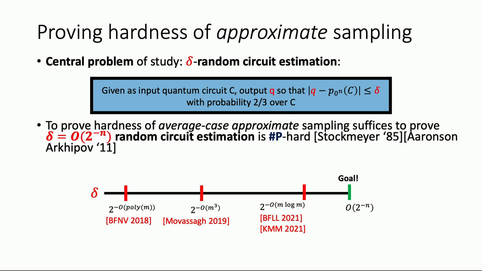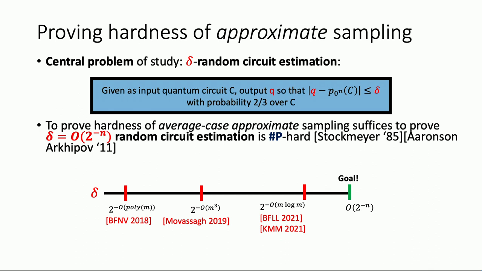Now, using Stockmeyer's algorithm, it suffices to prove the following statement. To prove the hardness of average case approximate sampling, it suffices to prove that the delta equal 2 to the minus n random circuit estimation problem is sharp P hard. Now, there's only one sleight of hand that I'm pulling here. Otherwise, you'd understand exactly where this is coming from. The sleight of hand is that for convenience, for pedagogical reasons, we're writing the error as additive, rather than multiplicative, which we talked about before.